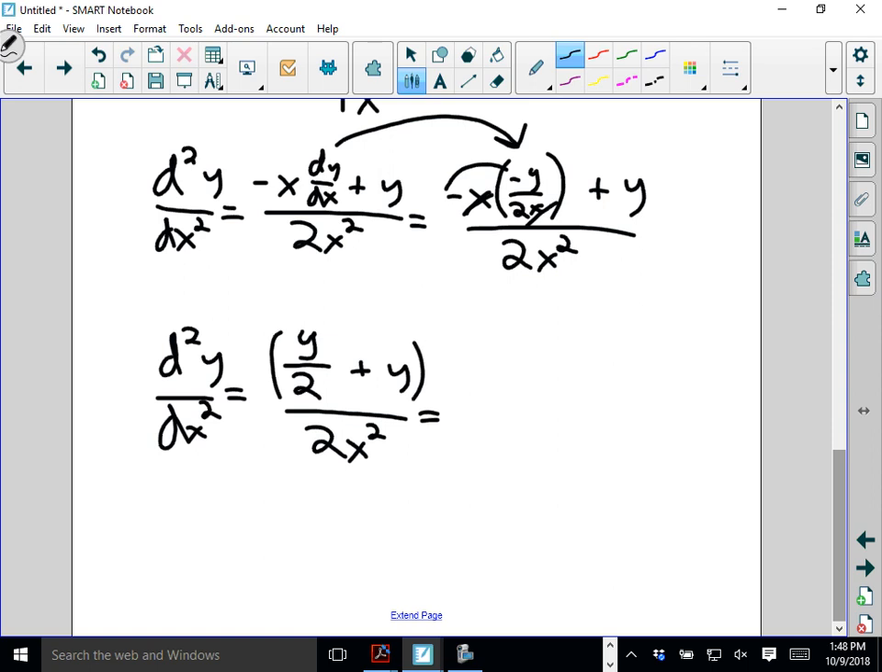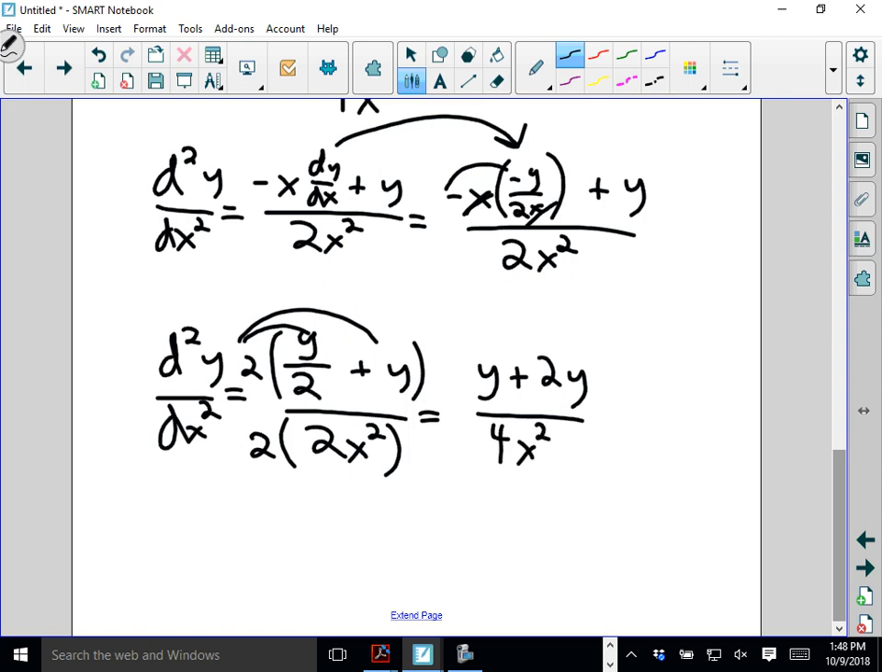And I end up with y plus 2y, right? Make sure you distribute, over 4x squared. Y plus 2y is 3y. So very nicely here, I get my second derivative in its simplest form to be 3y over 4x.